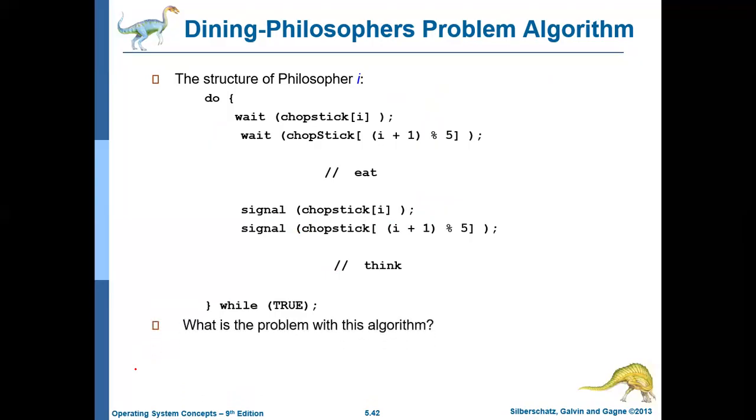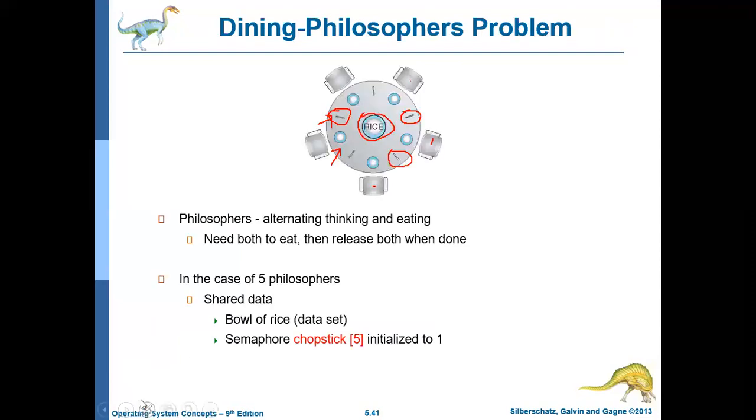But this solution can actually create a problem. There is some problem with this solution. The problem with the solution is, say for example, consider this situation. Say all the five philosophers wanted to eat at the same time. Say this is philosopher 1, this is philosopher 2, this is philosopher 3. All of them want to eat at the same time. Okay. And they picked up their left chopstick.